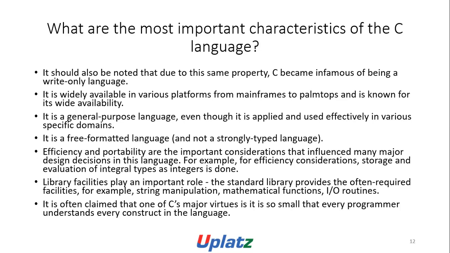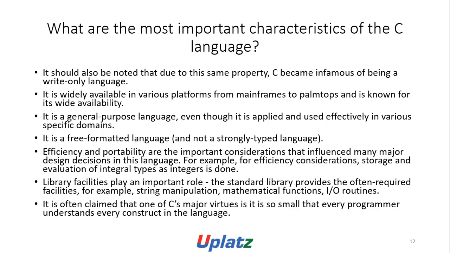It should also be noted that due to the same property, C became infamous as a write-only language. It is widely available on various platforms, from mainframe to PC, and is known for its wide availability. It is a general-purpose language, even though it is applied and used effectively in various specific domains. It is a free-formatted language and not a strongly typed language. Efficiency and portability are the important considerations that influence many major decisions in this language.